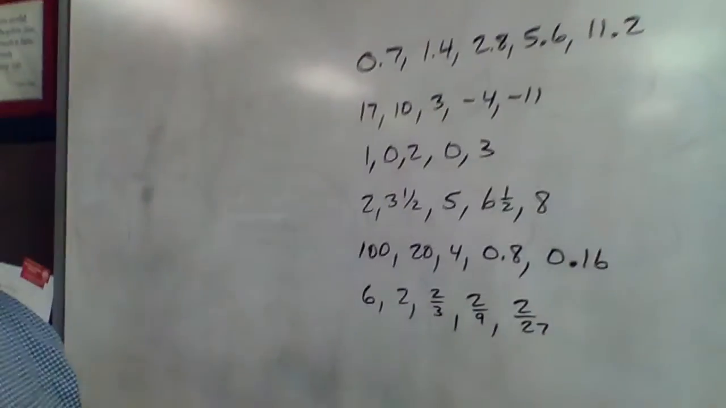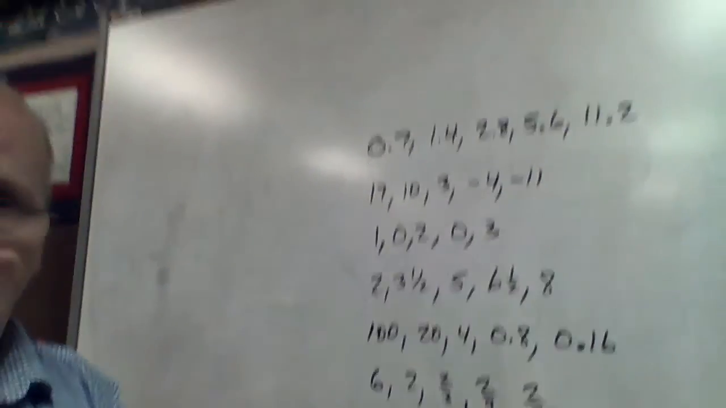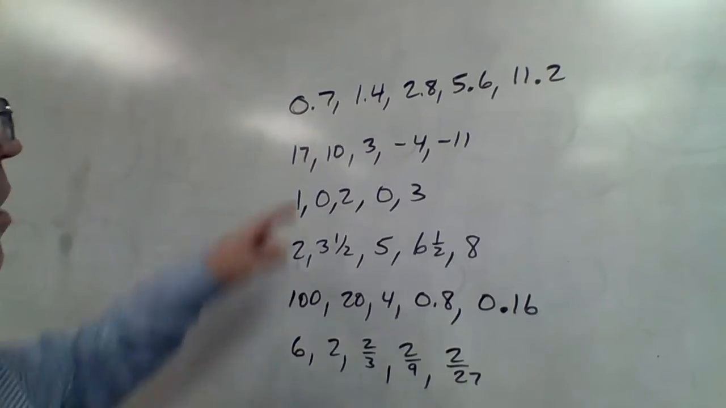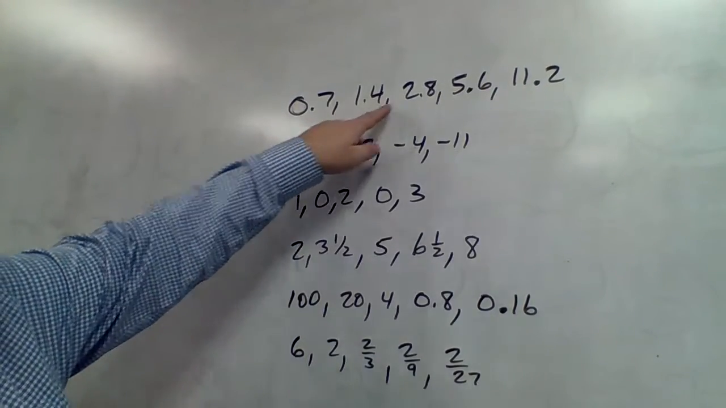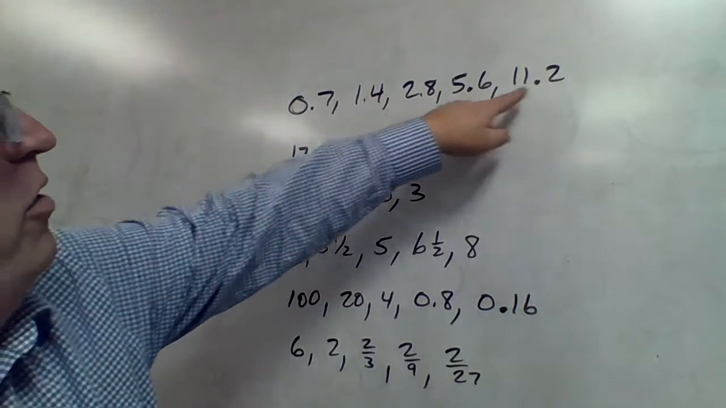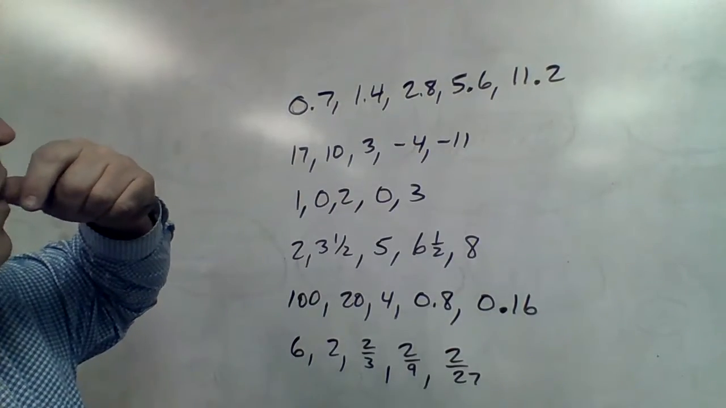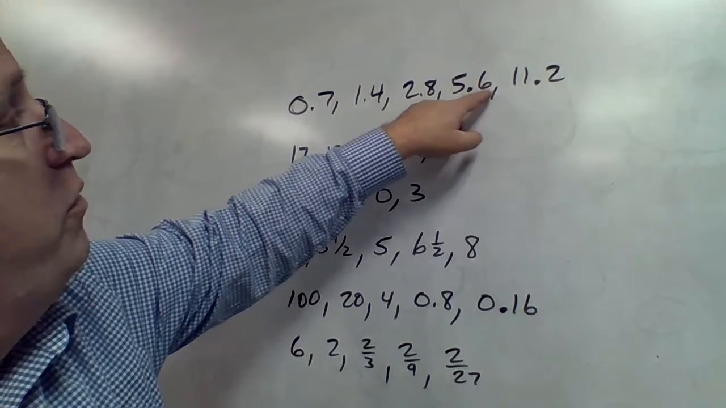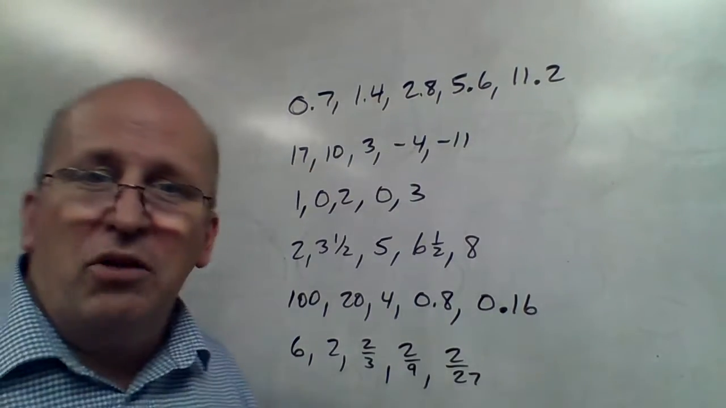Okay, let's come over here. Let's look at some more. The top one here. What if I told you to ignore the decimal numbers for a moment? Wouldn't it be 7, 14, 28, 56, and 112? What's going on there? 7, 14, 28, 56, and 112. Isn't that multiplying by 2?